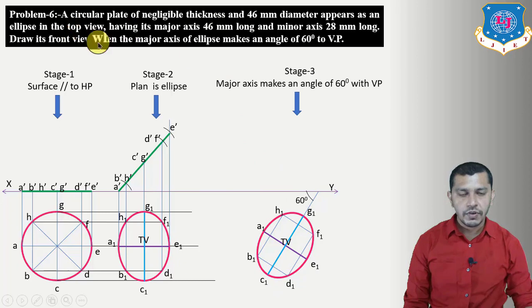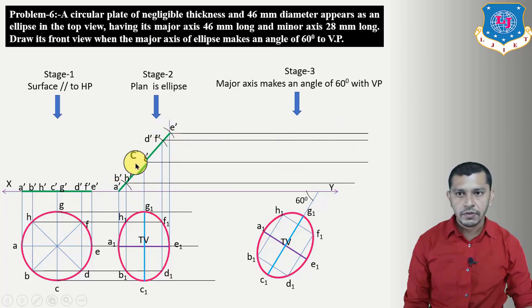Now we have to draw the front view. So if you want to draw the front view, first of all draw the locus of A to E, that is locus of E, D, F, G, C, B, H and A. So our locus of A will remain on the XY reference line. Now project these points upwards.